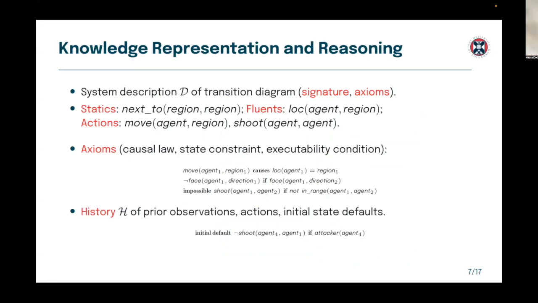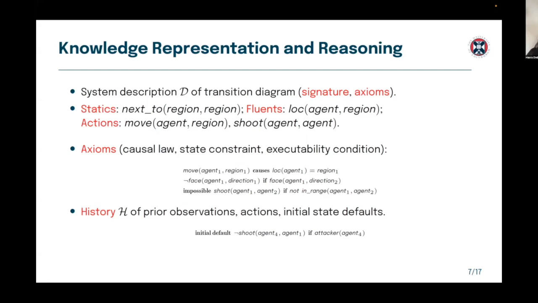So the first component is the knowledge representation and reasoning component. Here we use action languages to describe the common sense knowledge of the agent. It has a system description, which consists of a signature and a set of axioms. So the signature has things like the relations about the particular arrangement of places in the domain, the location of the agent at a particular time, and the actions the agent can execute.